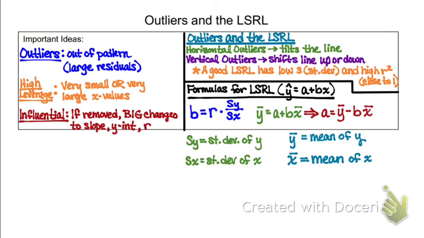Outliers and the least squares regression line. Horizontal outliers are going to tilt our line. Vertical outliers are going to shift our line up or down. A good least squares regression line has a low S, low standard deviation of the residuals, and it has a high R squared, something close to 1 or 100%.